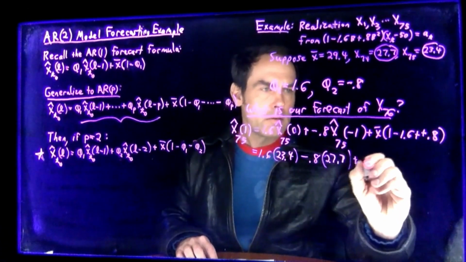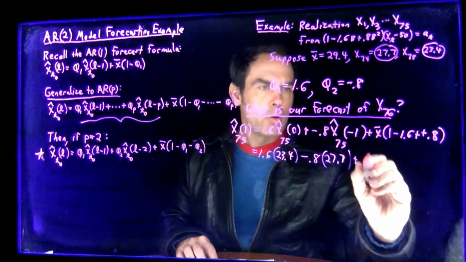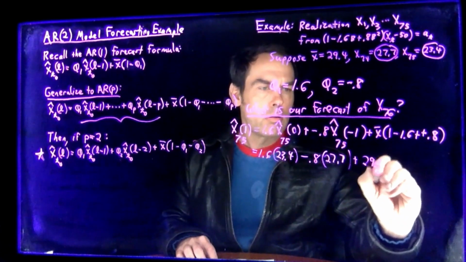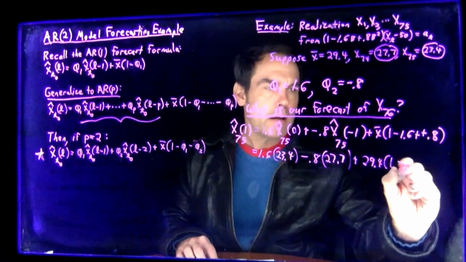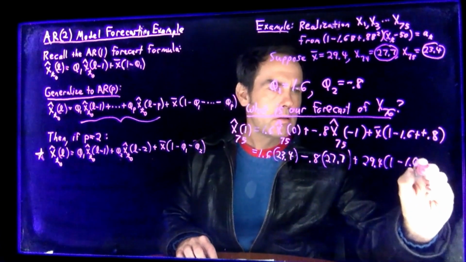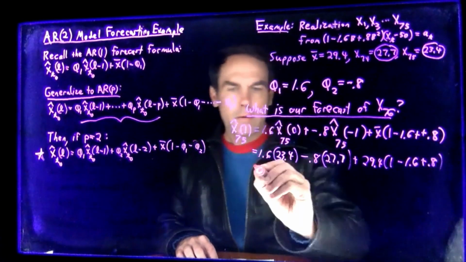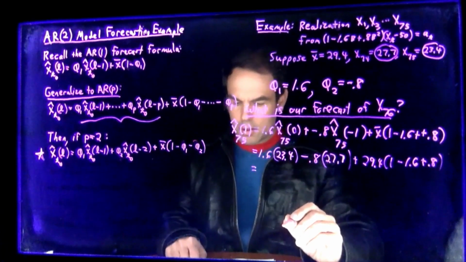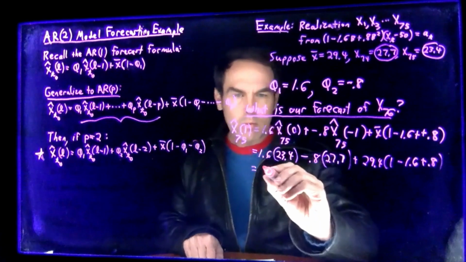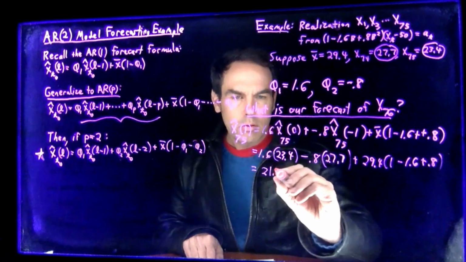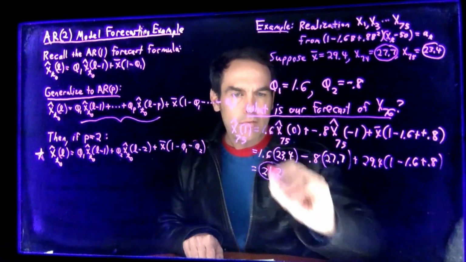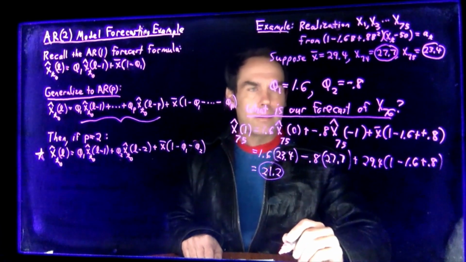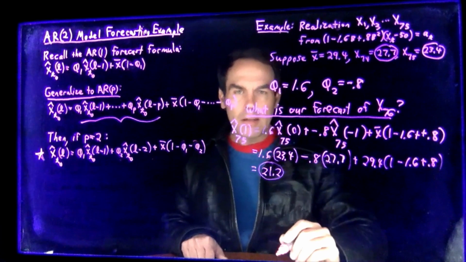Plus x bar, we know, is 29.4 times 1 minus 1.6 plus 0.8. And now we're just a calculator step away from having our answer. And that's going to give you 21.2. And that is our forecast for the 76th data value. Now, I'll let you practice.